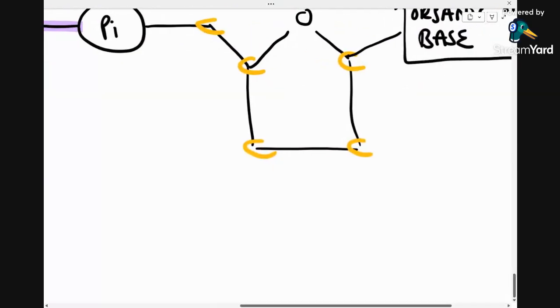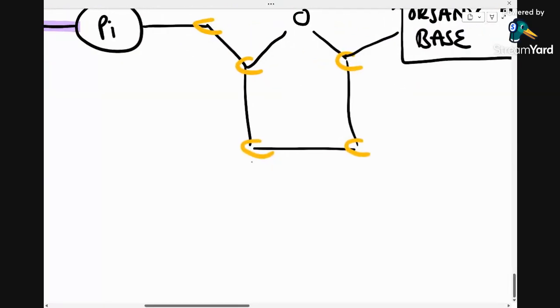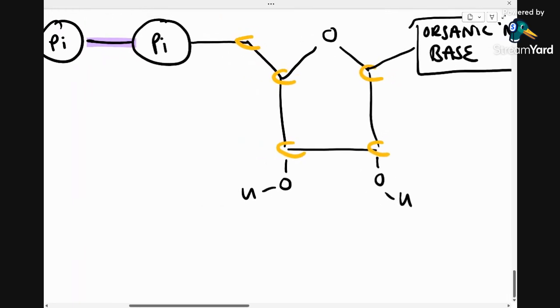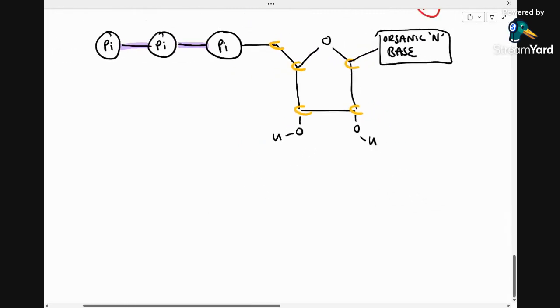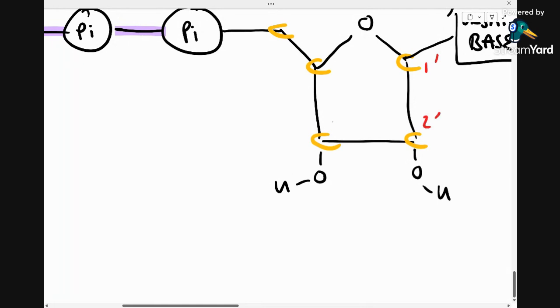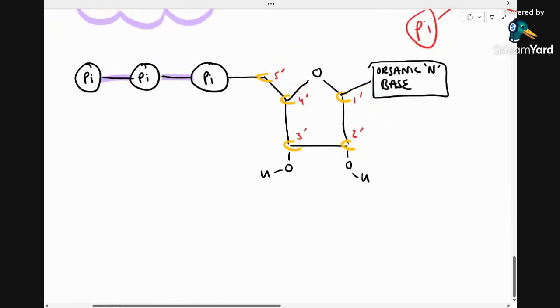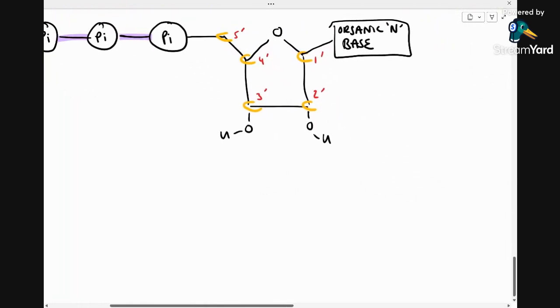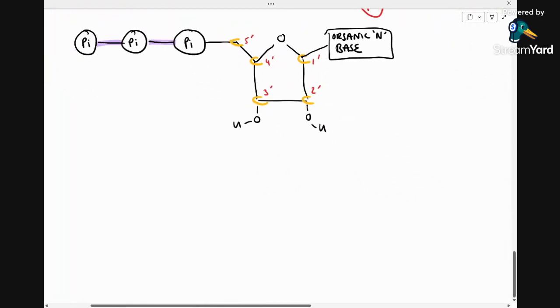Okay, of course, the important groups we know are that on the 3' we have a hydroxyl group, and because it's RNA, we do actually have one on the 2' as well. We're not going to worry about the 2' one for now. Don't forget, this is the 3'. So this is 1', 2', 3', 4', 5' carbon. And let's imagine we've got a nucleotide that is already in the strand.